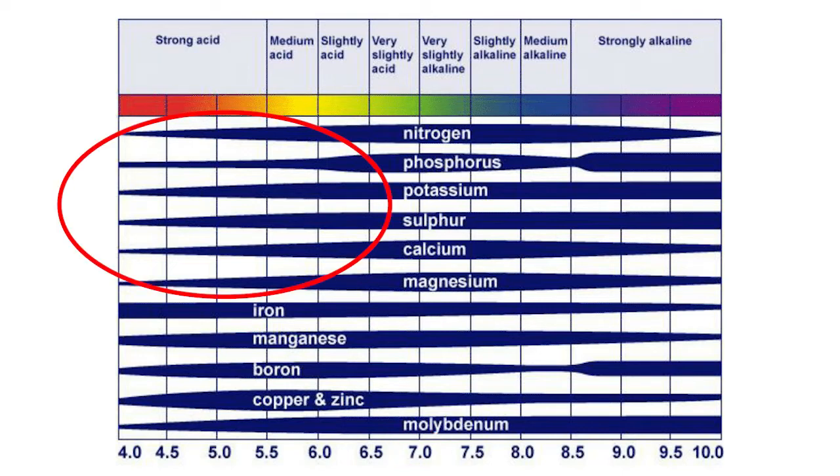When we're dealing with soils that have a low pH, anything 5.5 or below, many of our primary and secondary nutrients are going to be less available for crop uptake. On the flip side, if you're working in a soil with a pH above 8, many of those micronutrients are going to become less available.